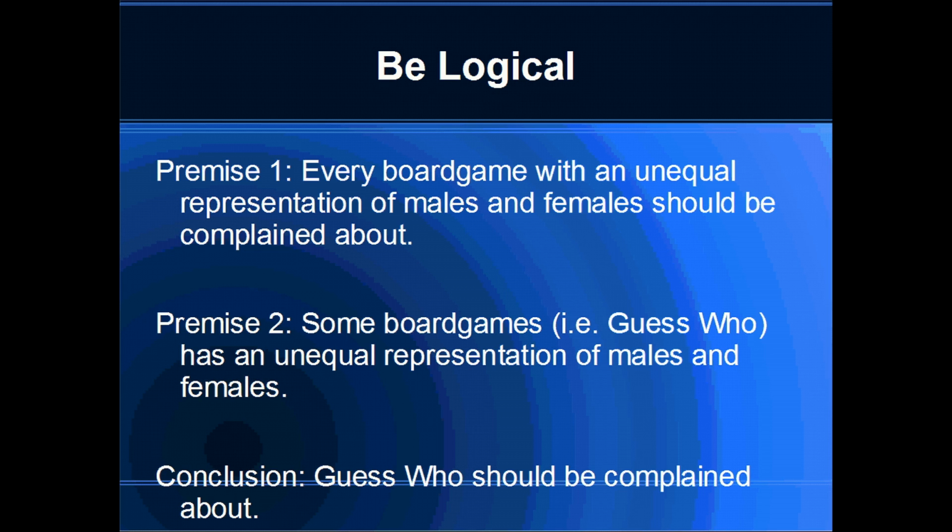Now, 2 things to note about this categorical syllogism. Number 1, premise 1 sets up a kind of principle so that any board game other than Guess Who, which also has an unequal representation of males and females, should also be complained about. Okay, and then second, notice that Guess Who satisfies that principle. So then, because it satisfies that principle, it should be one of those board games that is complained about.